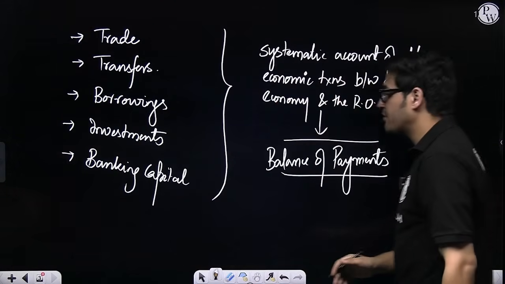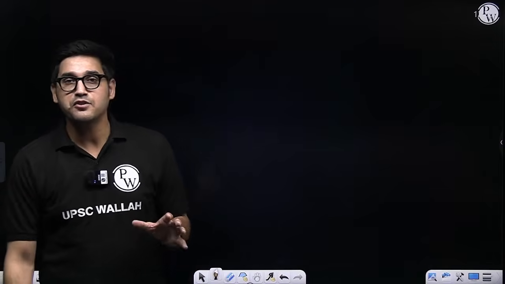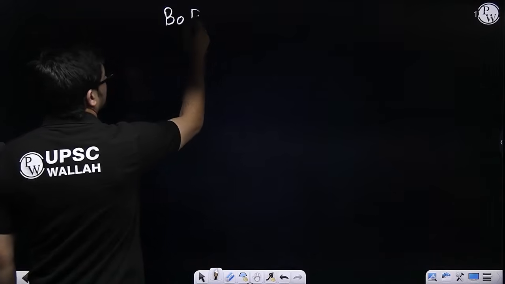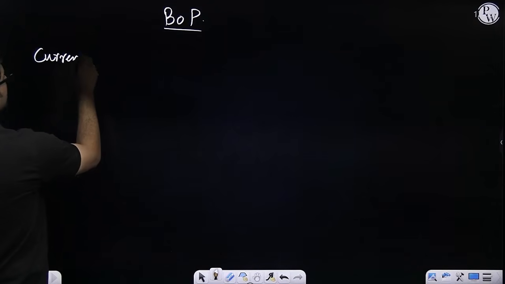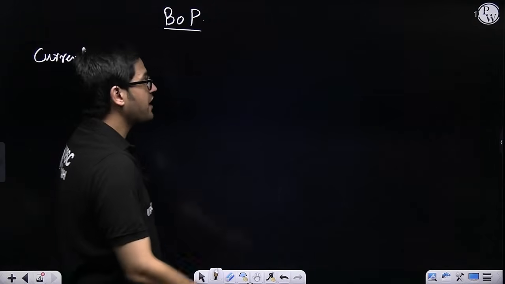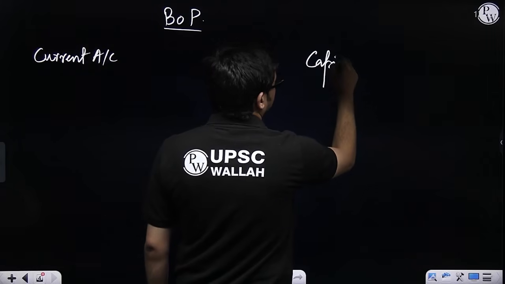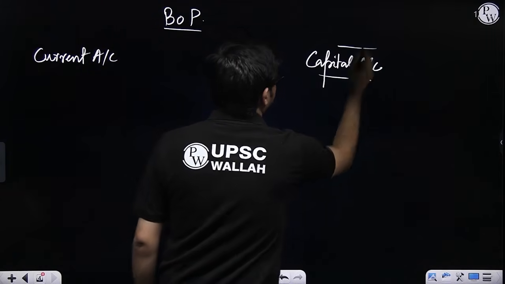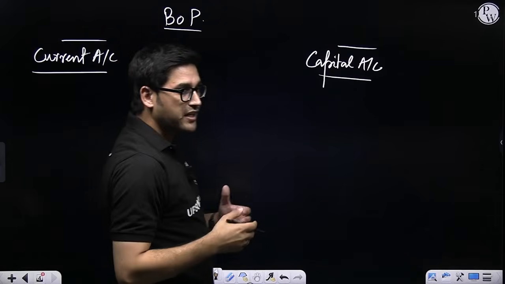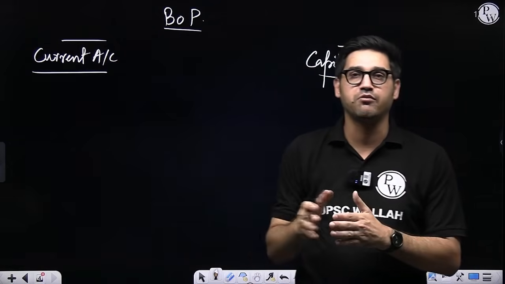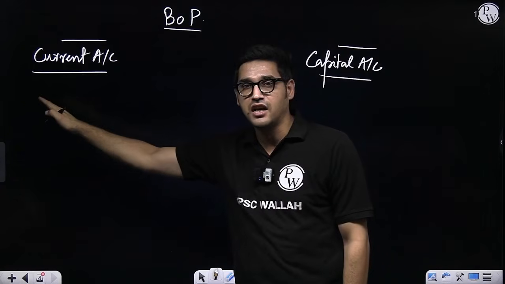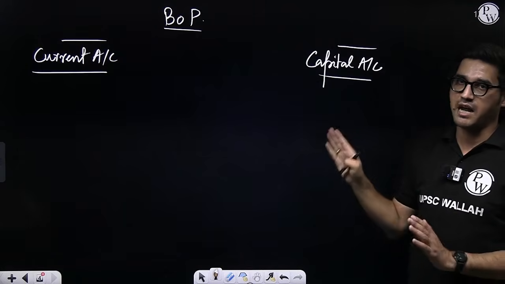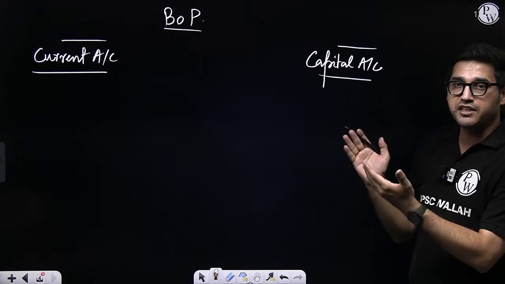Under the new IMF classification, the balance of payments contains two major components. Either a transaction can be recorded under what we call the current account, or a transaction can be recorded under what is called the capital account. Meaning that whenever a nation interacts economically with the rest of the world, this transaction can either be classified as a current account transaction or it can be classified as a capital account transaction. Now, what is the difference between the two?